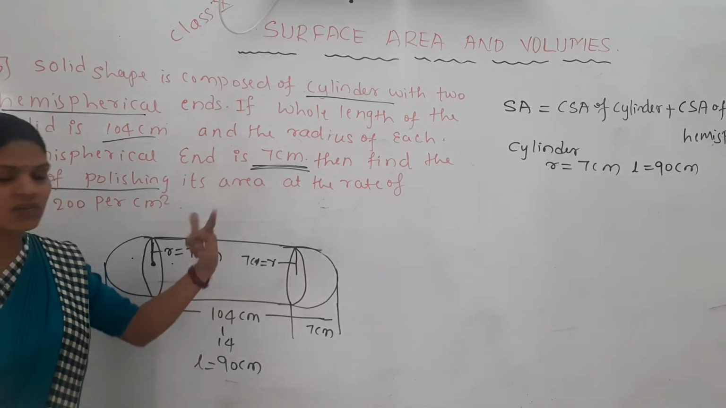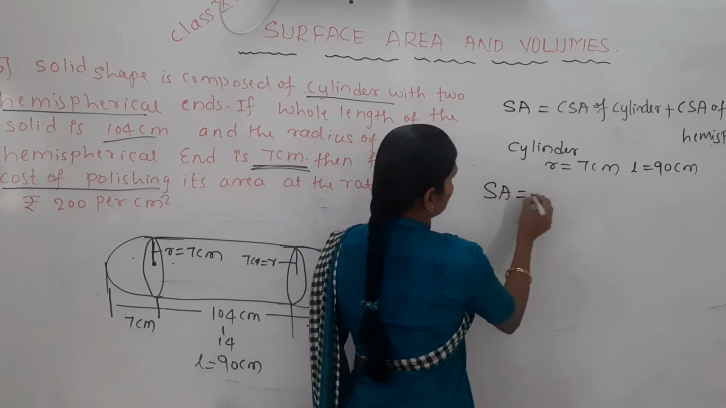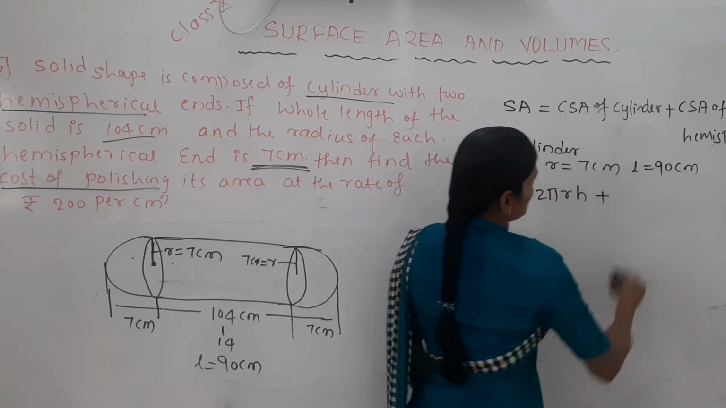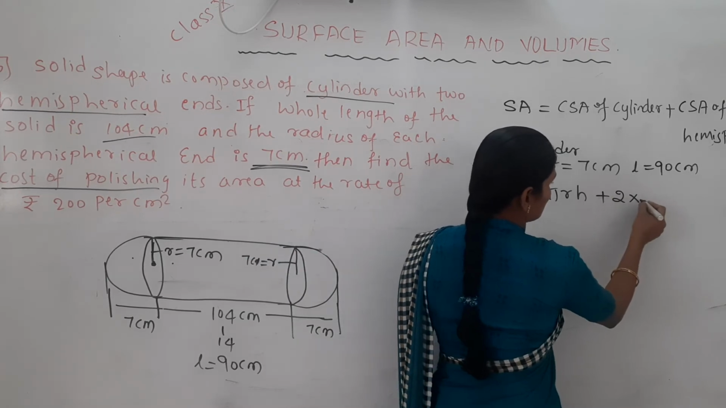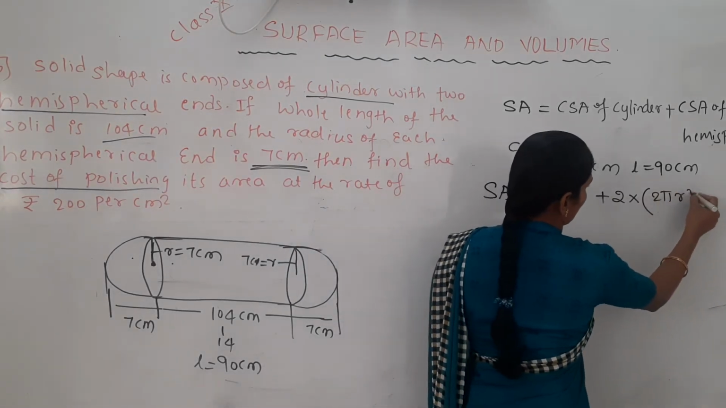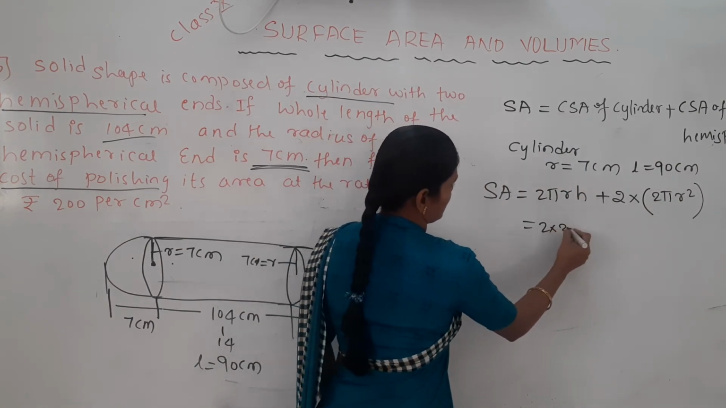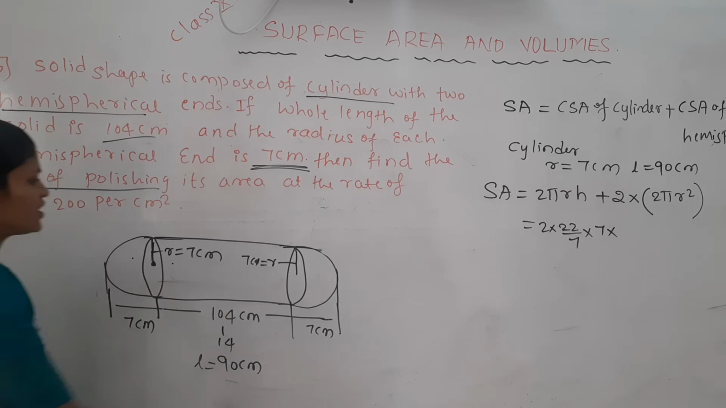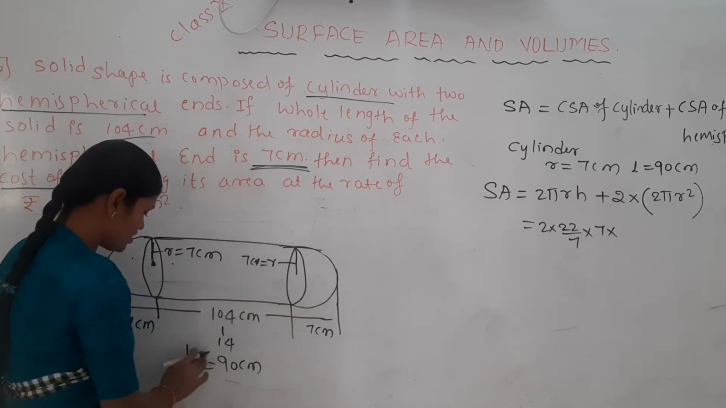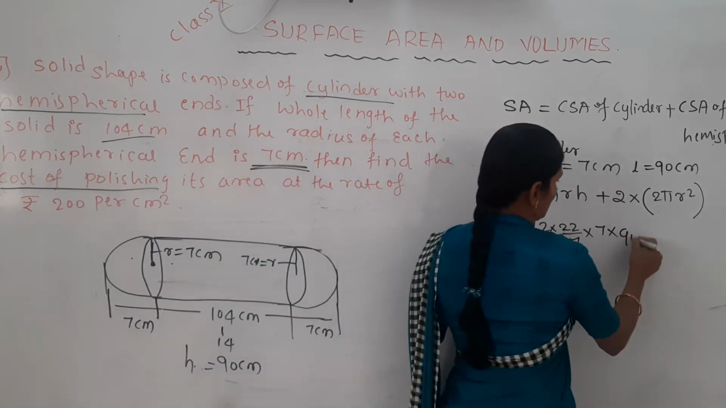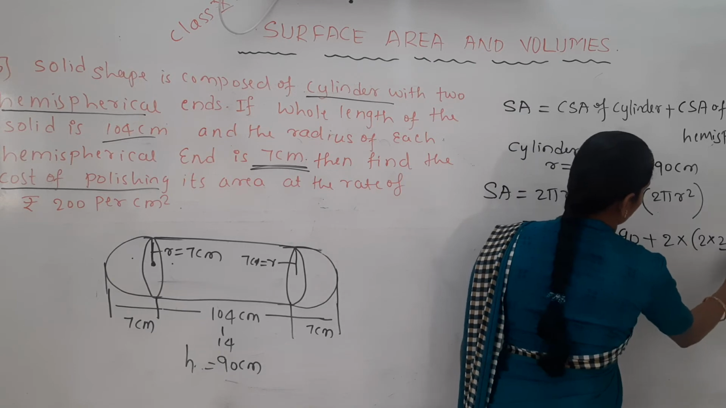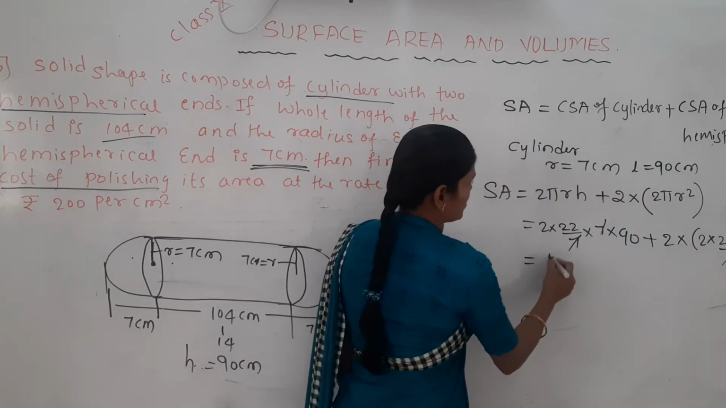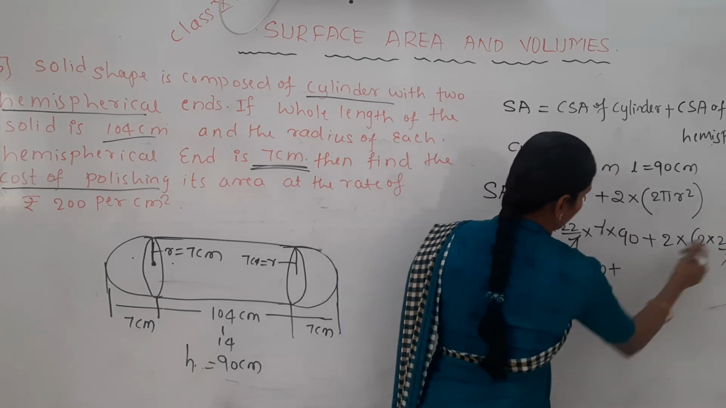And in the hemisphere, what is the curved surface area of the hemisphere? 2πr². You know the radius, so you can find it very easily. So take the surface area of that figure: CSA 2πrh plus the curved surface area of both the hemispheres, means two hemispheres are there, 2 times of one hemisphere, whose area is 2πr². So 2π is 2 into 22 by 7, r is 7, h is the height of the cylinder, which is the length 90 centimeter, plus 2 times 2 into 22 by 7 r square, 7 into 7. 7 gets cancelled, 7 gets cancelled. 22 2s are 44 into 90 plus 44 into 7.